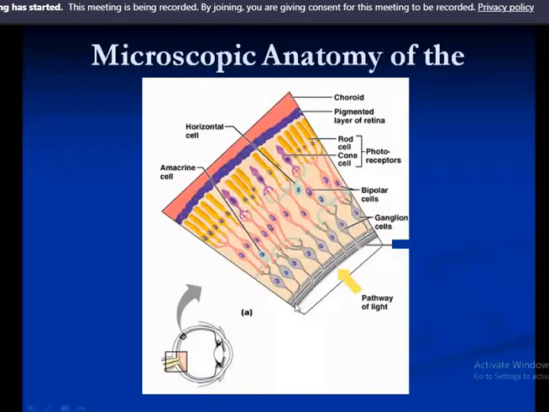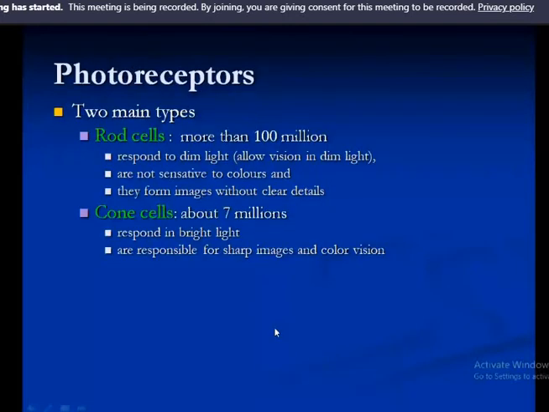Now the photoreceptors have two main types: the rod cells and the cone cells. The rod cells mainly respond to dim light, whereas the cone cells respond to bright light.